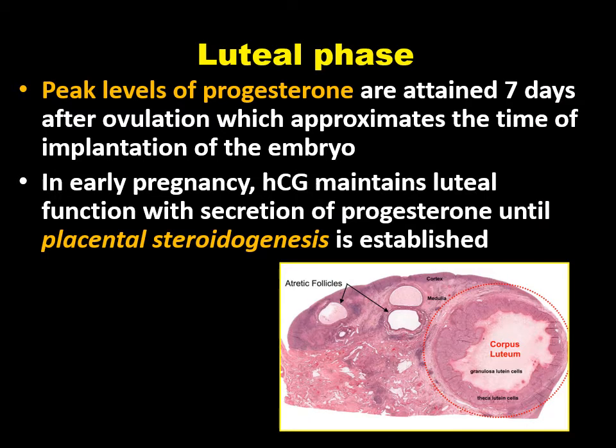In the luteal phase, progesterone will be produced from the corpus luteum, with the peak levels of progesterone attained 7 days after ovulation. And in clinical practice, when we want to test for evidence of ovulation, we do a mid-luteal phase progesterone, that is 7 days after the expected time of ovulation.